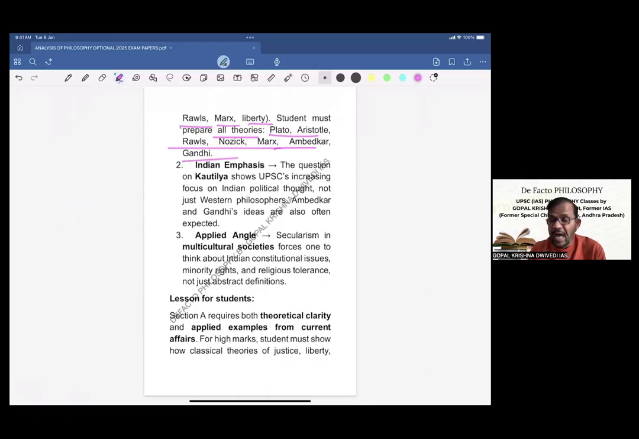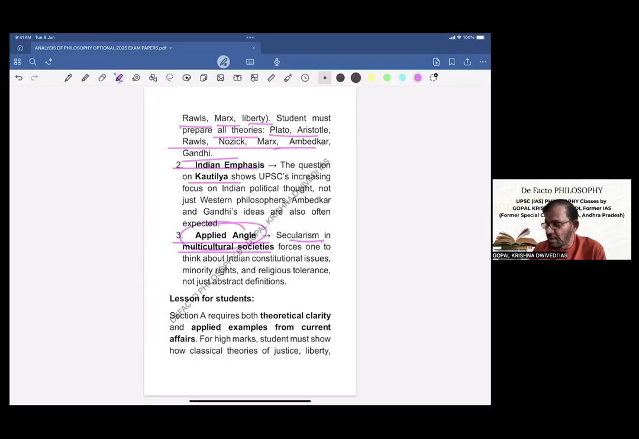Now, Indian emphasis is a key point in this year's paper. The question on Kautilya shows that UPSC is increasingly focusing on Indian political thought, not just Western philosophers. Similarly, Ambedkar and Gandhi's ideas are also often expected. Another point is the applied angle, secularism in multicultural societies. It forces one to think about Indian constitutional issues, of course, minority rights and religious tolerance, not just abstract definitions. So the applied angle is also there.